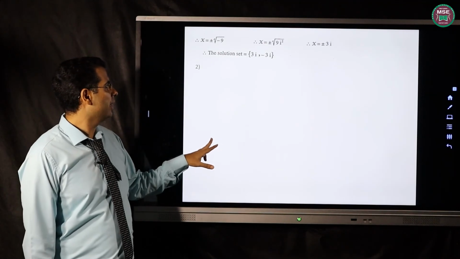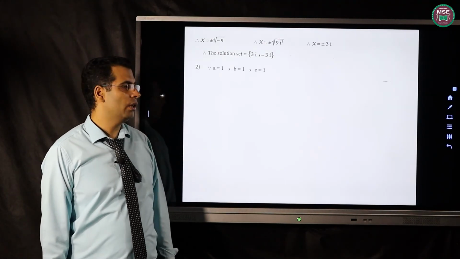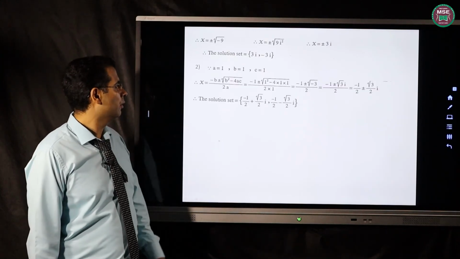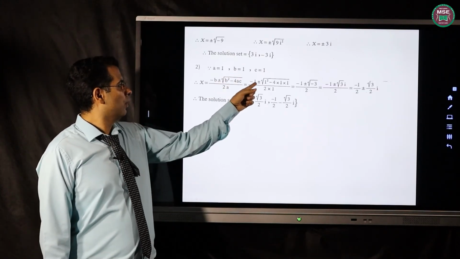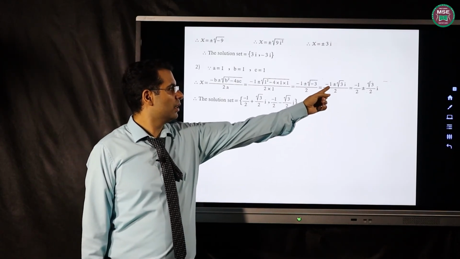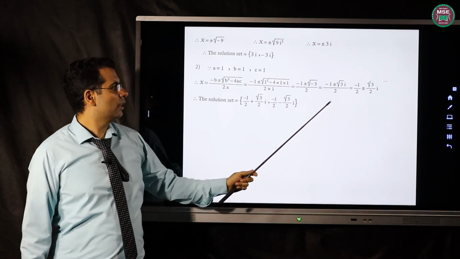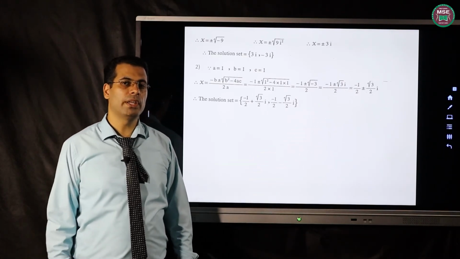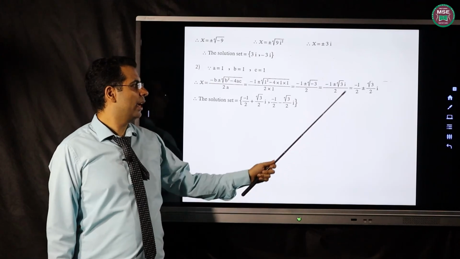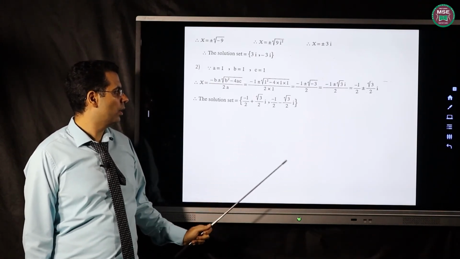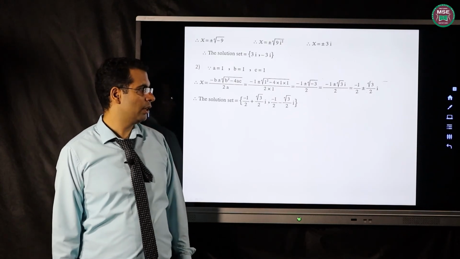Number 2, a equals 1, b equals 1, c equals 1. We can use the formula and substitute in it. By substituting, it gives me negative 1 positive or negative root 3i over 2. We prefer to separate the imaginary part and real part. It gives me negative 1 over 2 plus root 3 over 2 i, and negative 1 over 2 minus root 3 over 2 i.